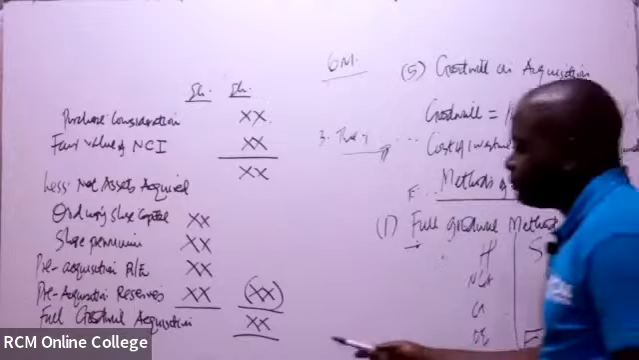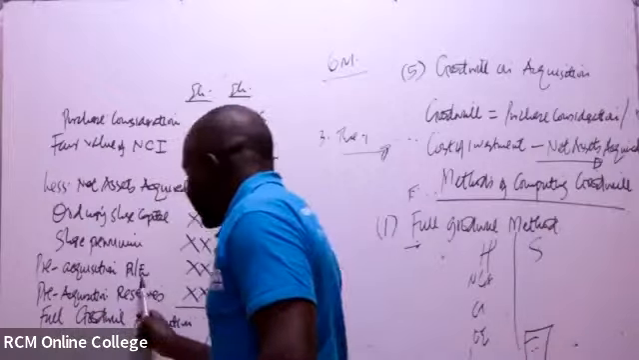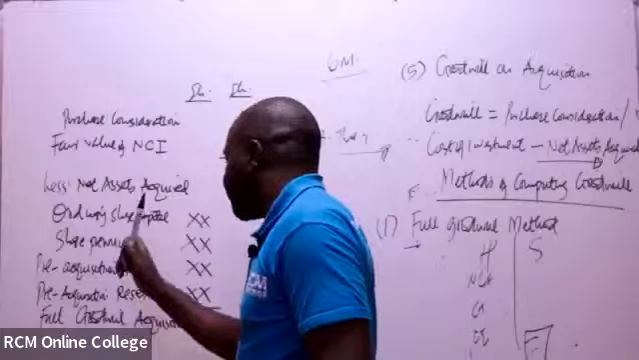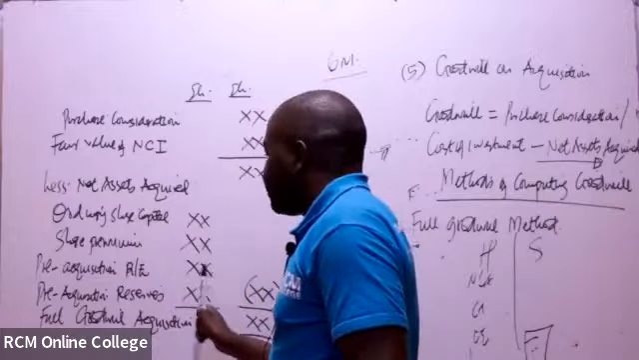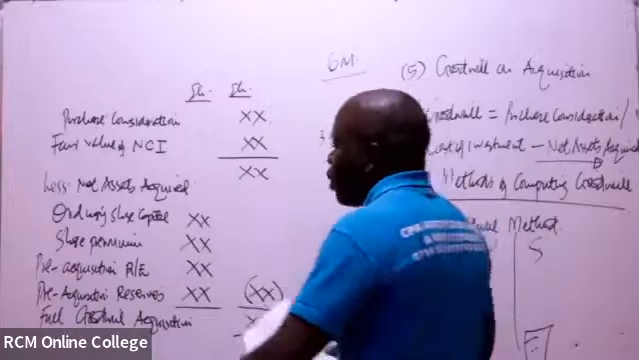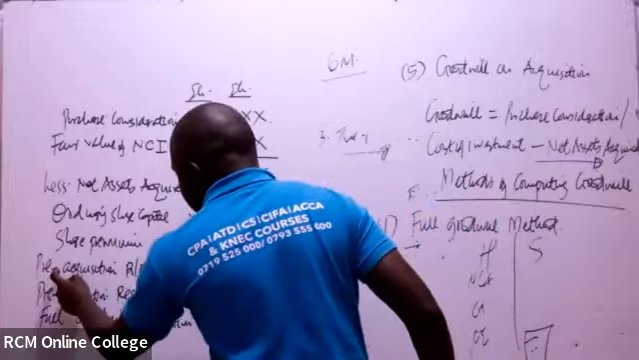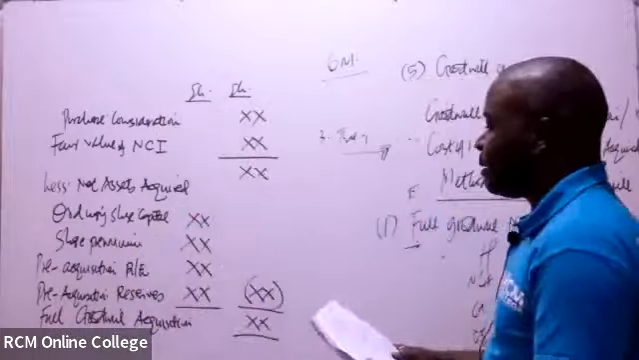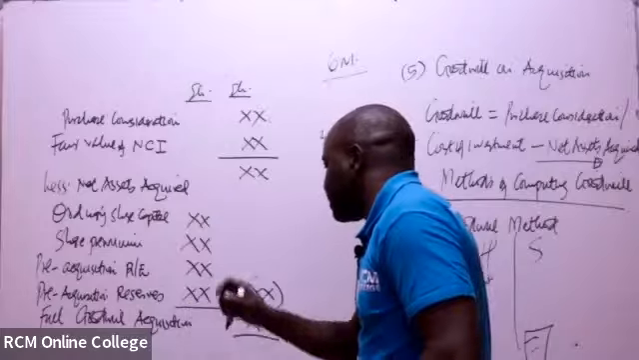But for the pre-acquisition retained earnings, you'll end up having to calculate it, or you can be given additional information. You'll bring it here. Then the pre-acquisition reserves, the reserves that were there before acquisition. You pick the figures before acquisition. They'll normally be given in the additional information. You pick them and bring them here. You add them.